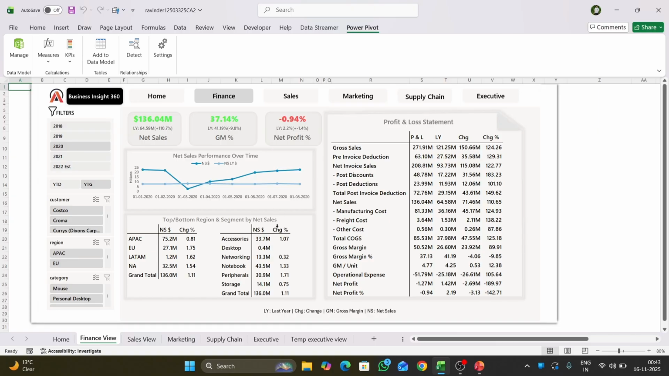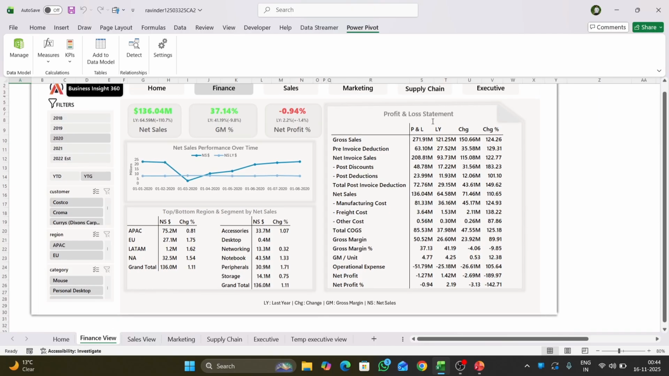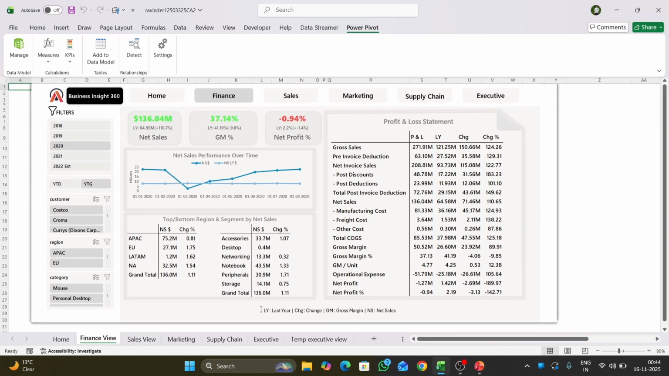After that, we have product segment performance. Here we can see accessories, desktop, network, notebook, and their contribution to revenue and margin. After that, we have the profit and loss statement table. In this table, we have profit and loss values like gross sales, pre-invoice deduction, net invoice, total COGS, gross margin, net profit percentage. I also provide abbreviations of all, like LY used for last year, CSG used for change, GM for gross margin, etc. After that, let's see the sales dashboard.